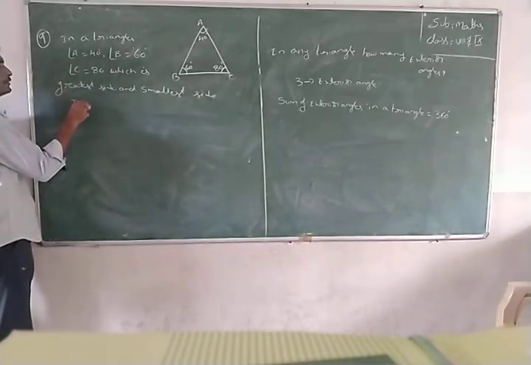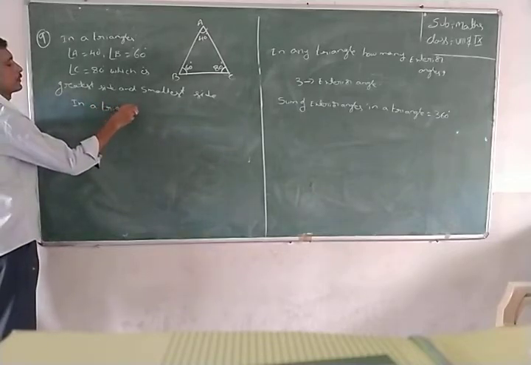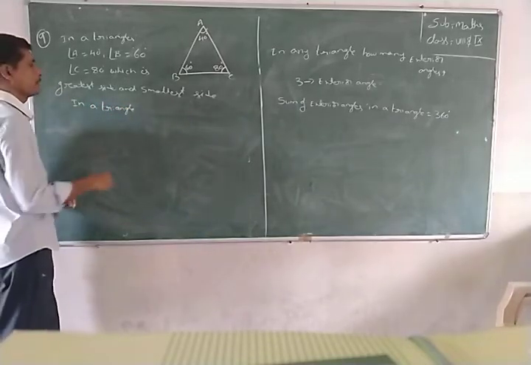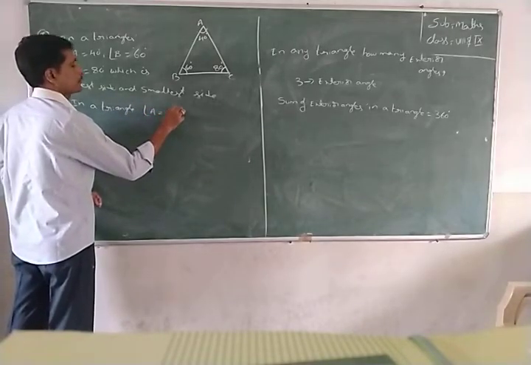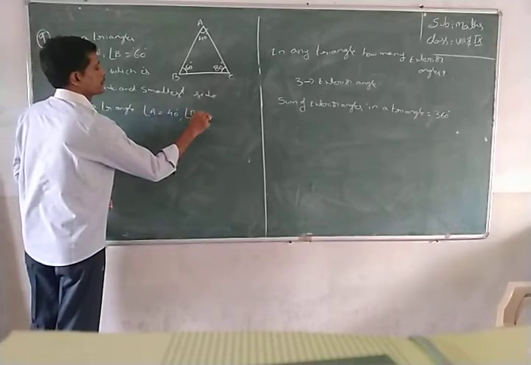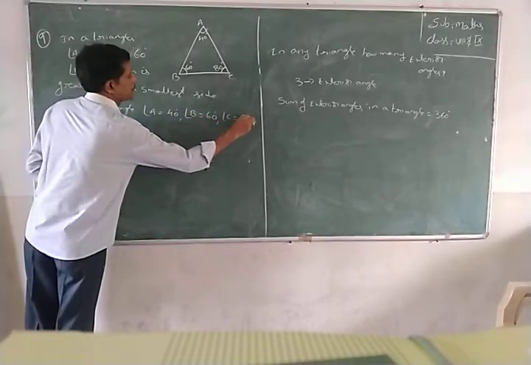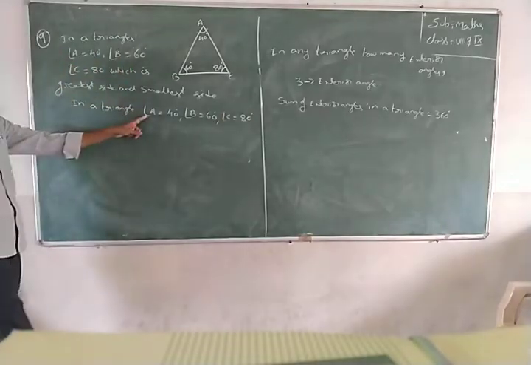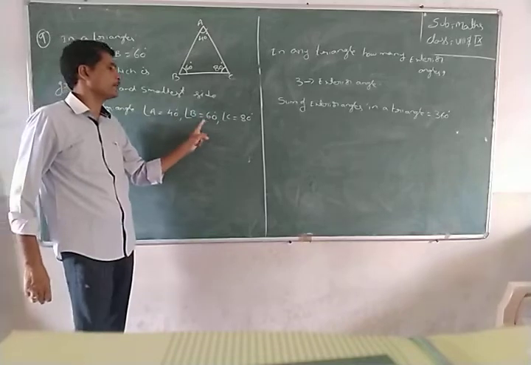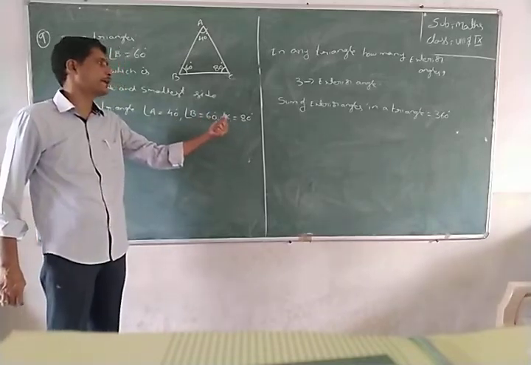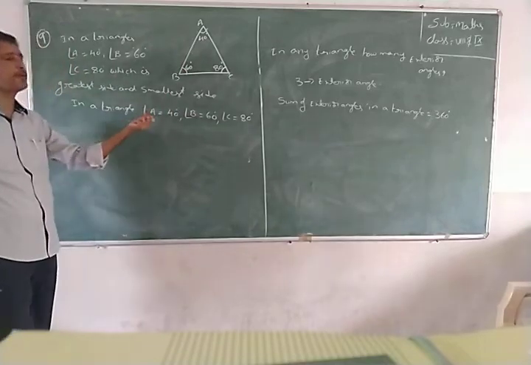In a triangle, angle A equal to 40 degrees, angle B equal to 60 degrees, angle C equal to 80 degrees. Here 40, 60 and 80. 40 plus 60 plus 80 is 180 degrees. Yes, it can form a triangle. Next, which is the greatest angle, which is the smallest angle?